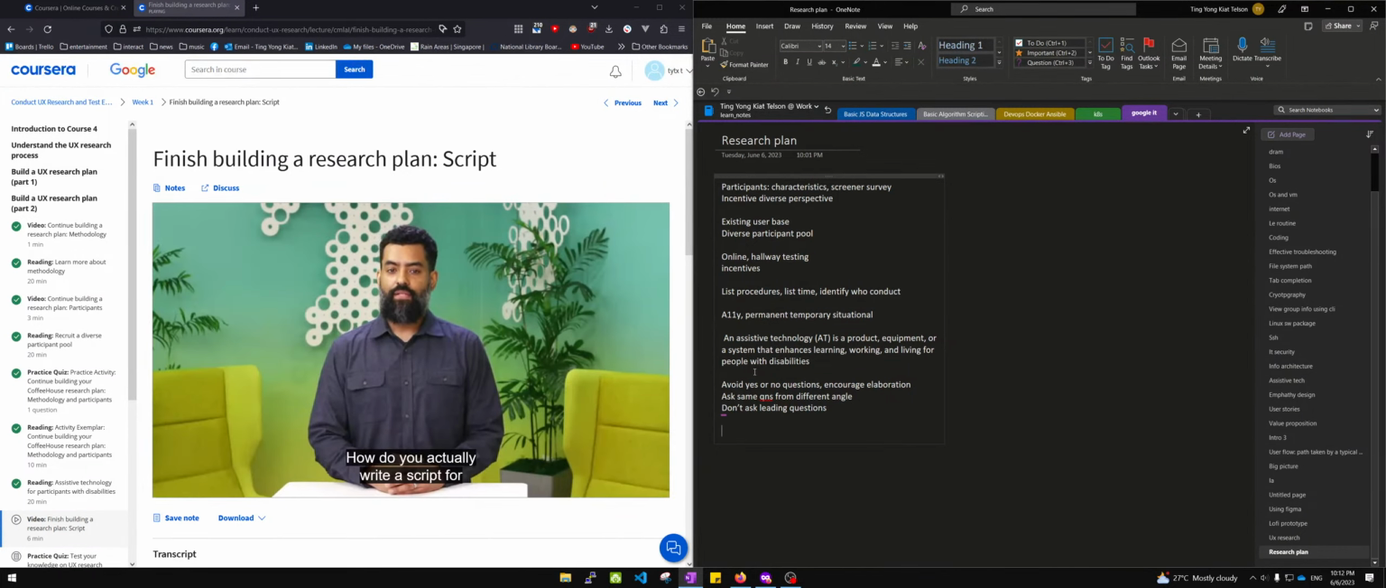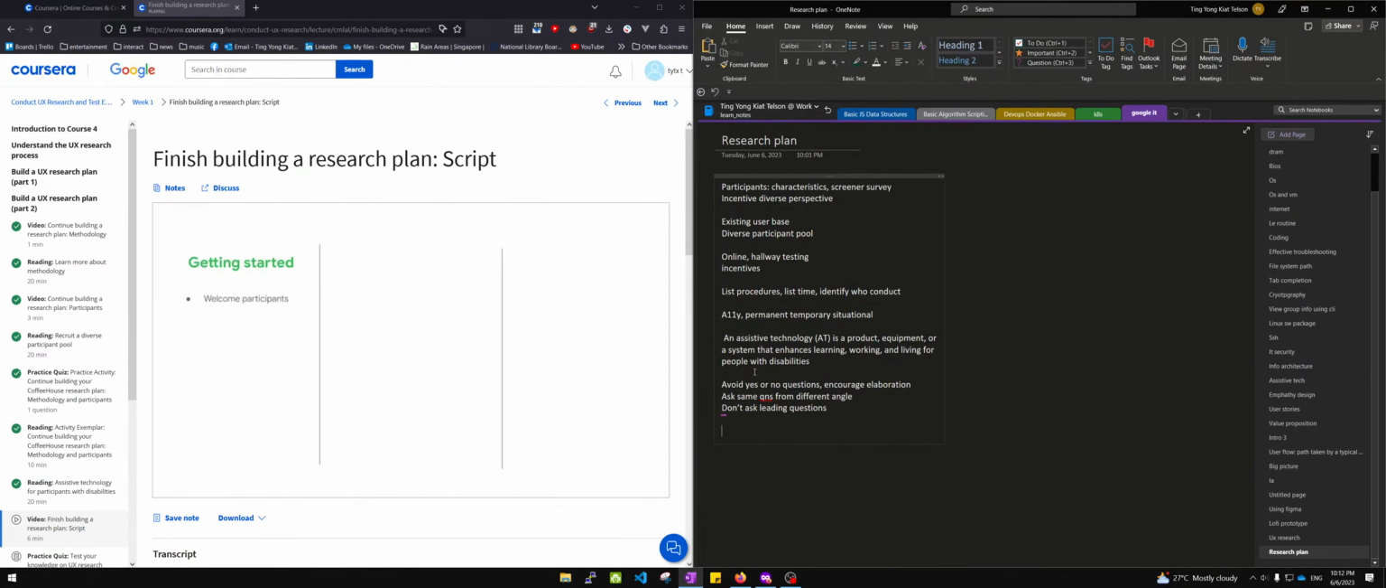So how do you actually write a script for a usability study in the real world? There are a few different parts of a script, which we'll go through in order. To get started, welcome participants to the study and thank them for their time. All usability studies should be recorded so that your team can rewatch them later. You need to let the participant know that you will record the study, and you need to ask the participant for consent to record.